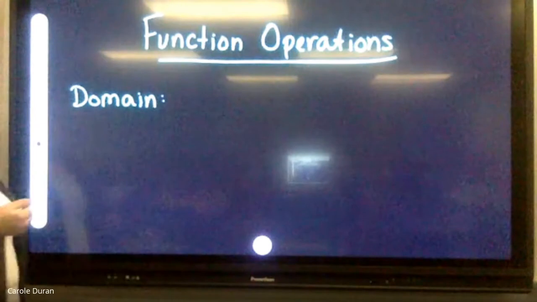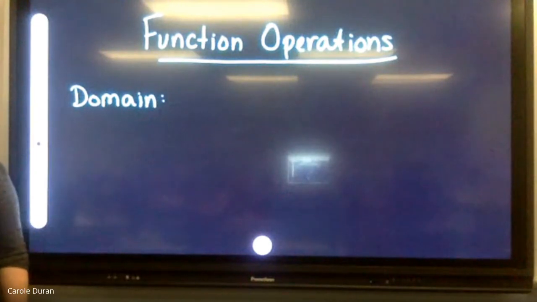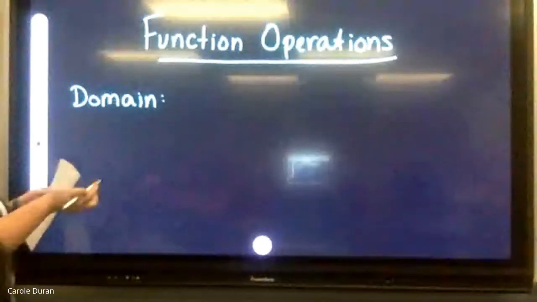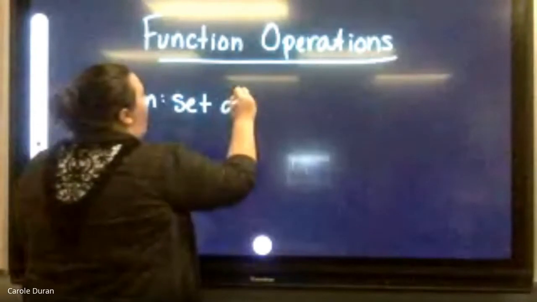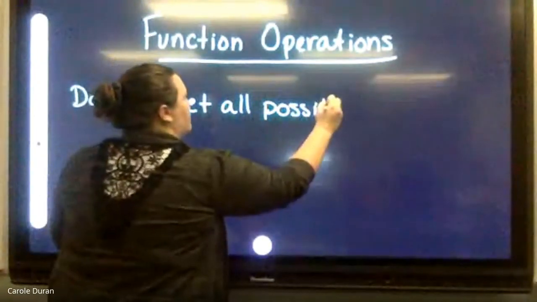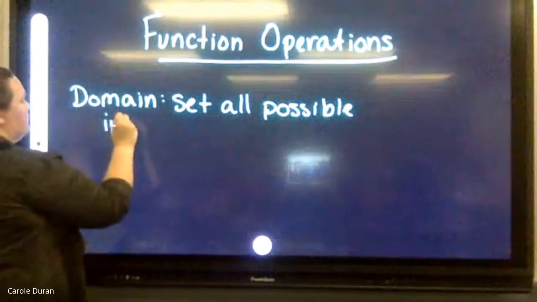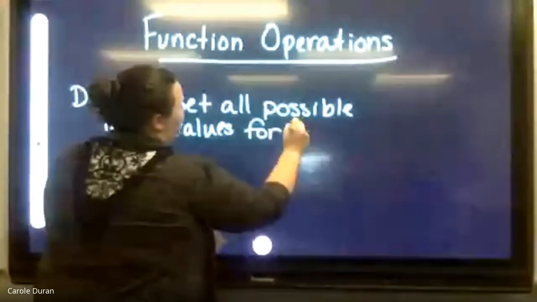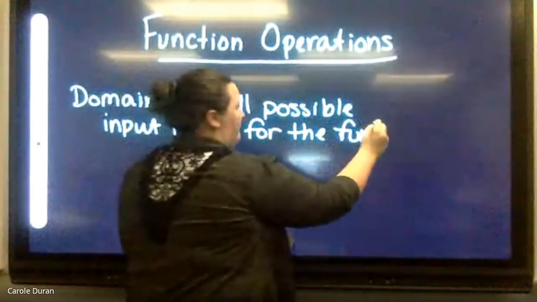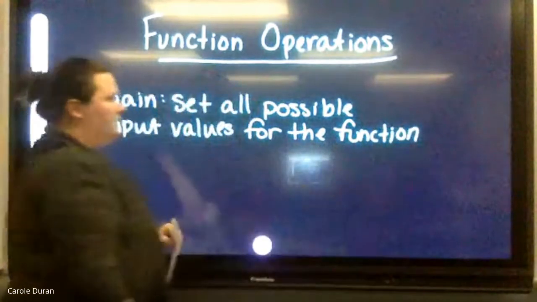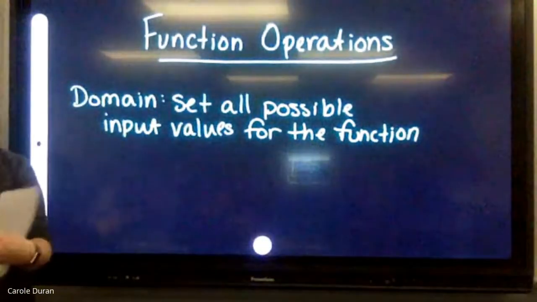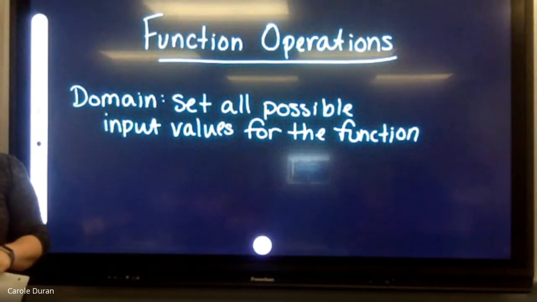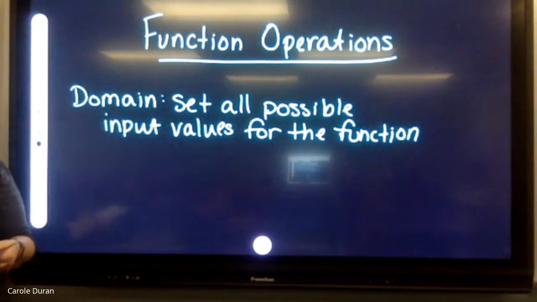I know we've kind of touched on it before, specifically identifying restrictions. Today, we're actually going to set up intervals of domain for each of our problems. So the domain is the set of all possible input values for the specific function. So this, in layman's terms, is every x that could possibly be plugged in and solved for in the function.